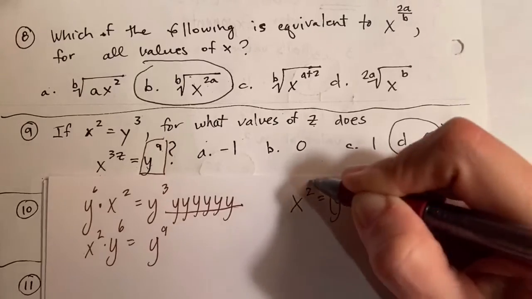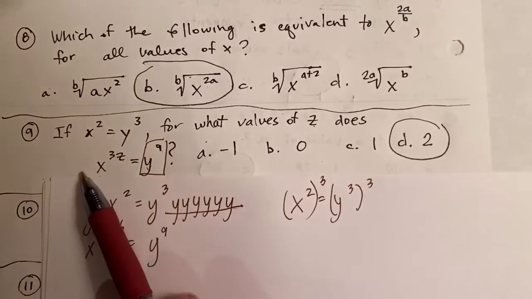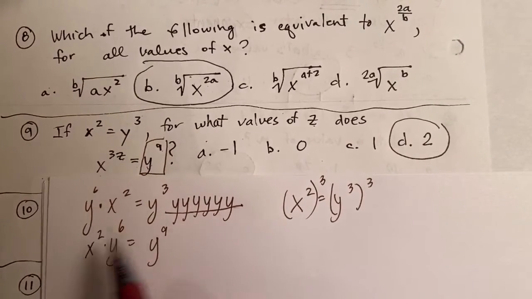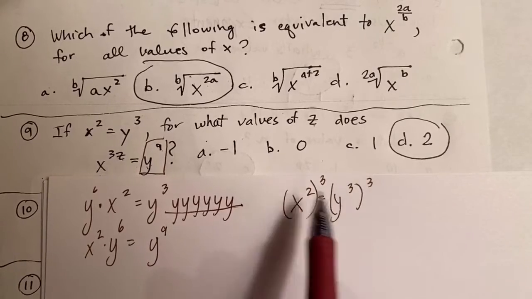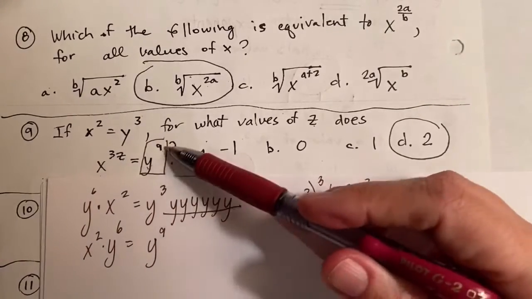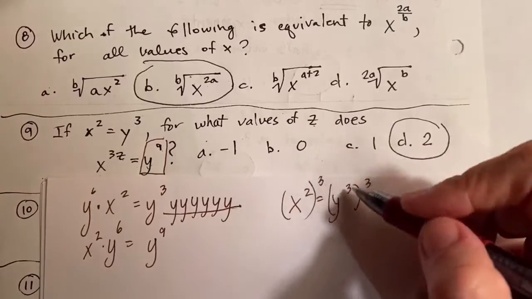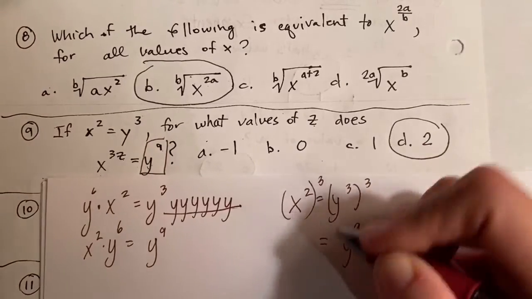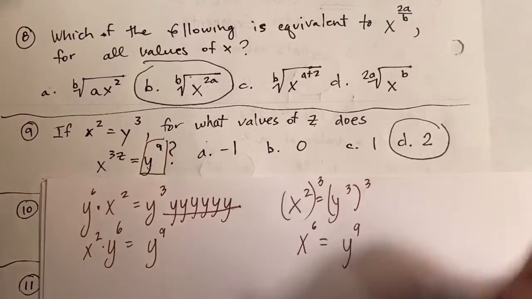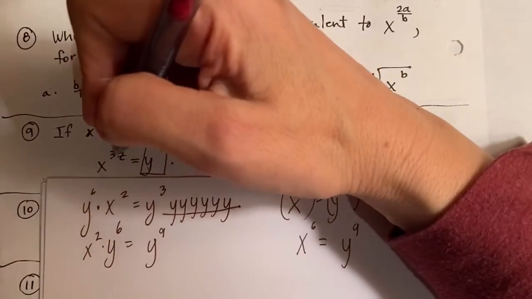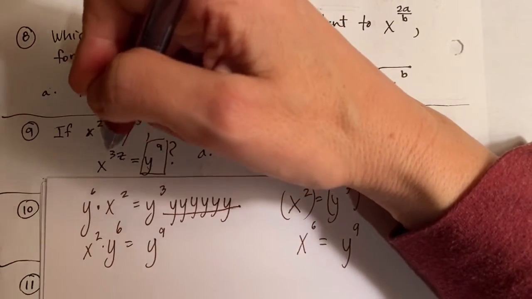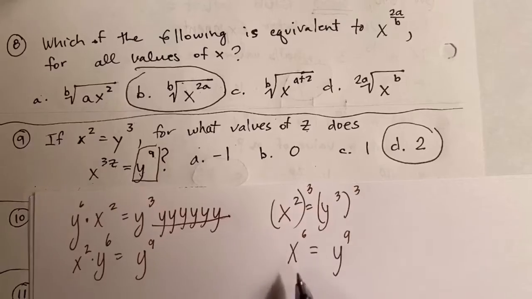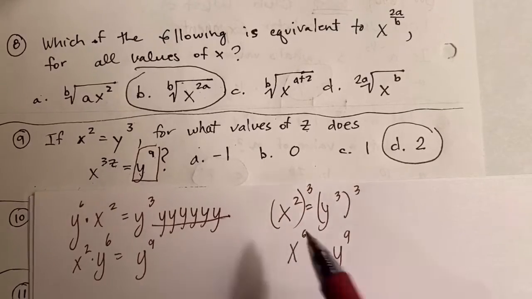If I cubed both sides, then that would not put y's on both sides. It would actually keep y's on the right and x's on the left. So if I cube both sides, now I get y to the 9th, and I get x to the 6th. So that's what they're saying here. They're saying y to the 9th is equal to this expression. We also know y to the 9th is equal to x to the 6th power.